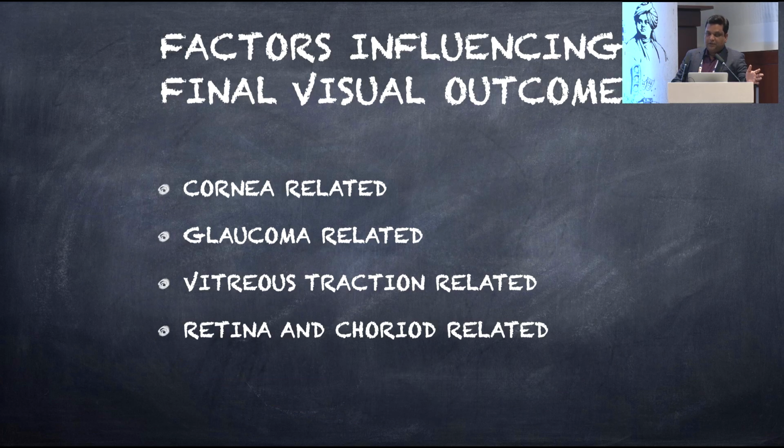So these are the different techniques which we can use to manage drop nucleus and drop IOLs. Factors influencing the final outcome, of course, are the timing of surgery when you want to intervene, cornea-related problems, glaucoma-related problems, and vitreous-related traction and retinal detachment.